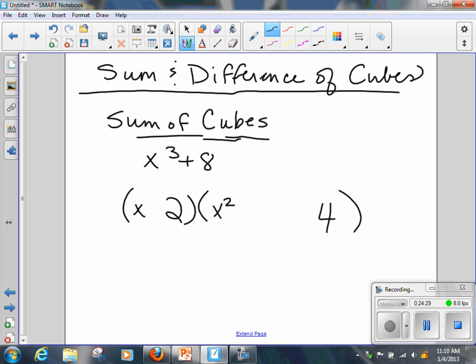How do I get the middle term? x times 2 is 2x. And then what about the sign pattern? If it is the sum, that means addition, right? So it's plus, minus, plus. Folks, you can't do anything but flat memorize it. That's all you can do, okay? And I'll show you how I memorize it.